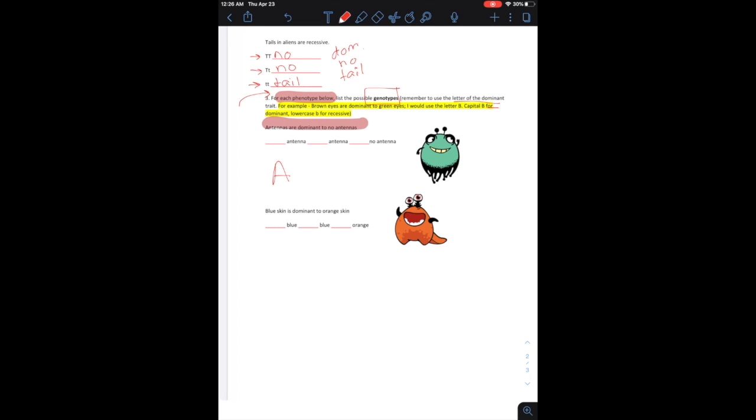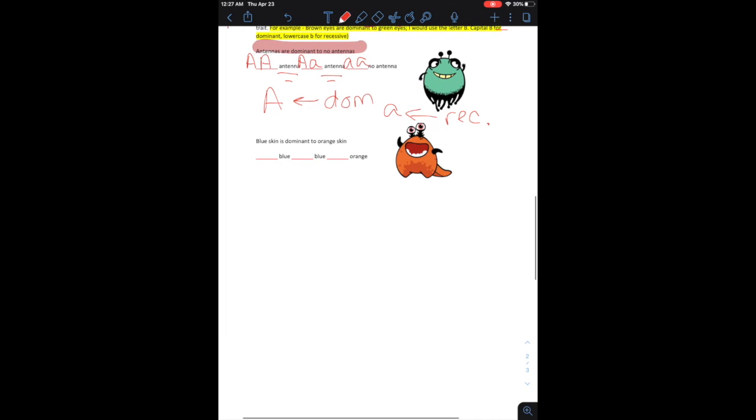So antennas are dominant to no antennas, which means that I'm using the letter A, okay, because antennas are dominant. So a capital A is going to be dominant. A lowercase a is going to be recessive. If they have an antenna, antennas are dominant. So you can have 2 dominant traits that would lead to this phenotype, or you could have 1 dominant and 1 recessive that would also result in an antenna. No antenna would be 2 recessive, 2 lowercase a's.